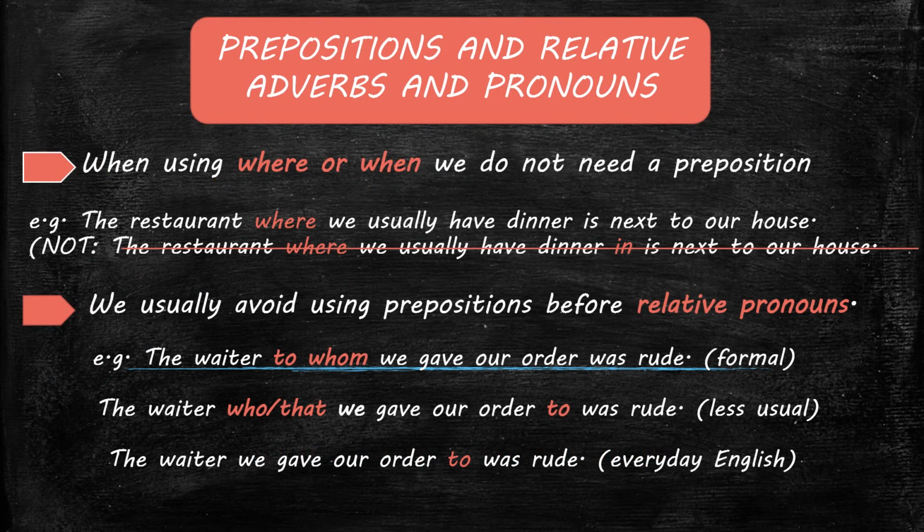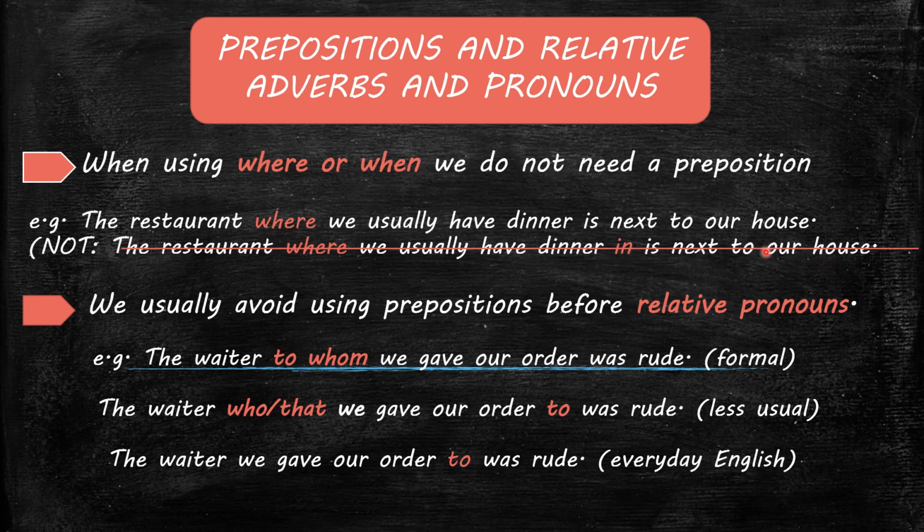When using where or when, we do not need a preposition. Example, the restaurant where we usually have dinner is next to our house. That's the correct one. In this case, where identifies the restaurant, the place. The restaurant where we usually have dinner in is next to our house. In this case, we cannot use in, so the preposition with the relative adverb.